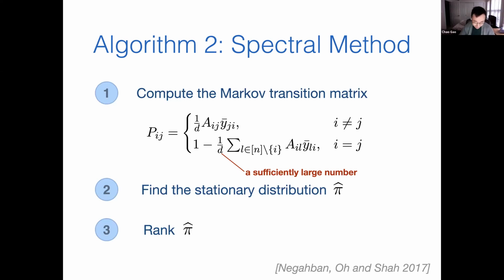Okay. So the spectral algorithm definitely looks a little bit strange. It's not like MLE, right? The meaning of MLE is very clear: the MLE just estimates the skill parameter first, and then ranks the players according to the skills. So why is the stationary distribution of some Markov chain related to the skills of players?